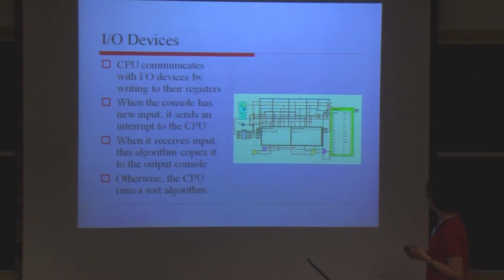So this circuit is showing an example. This CPU is running a sort in this memory. When somebody types something into the input console, the CPU receives that interrupt, and it handles it by reading in the input and then copying it to the output console.